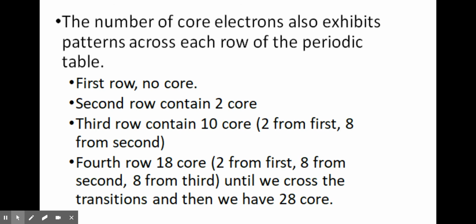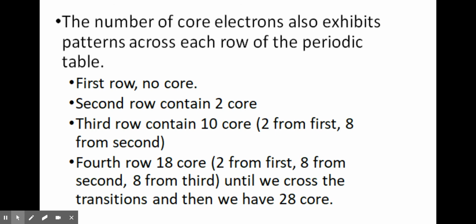So in the first row, we have absolutely no core electrons. Everything is considered valence. Why? Everything in the first row just has one shell. And if there's one shell, there's nothing on the inside, okay? Everything in the second row, from lithium over to neon, they have 2 core electrons and some number of valence in their second shell, okay?